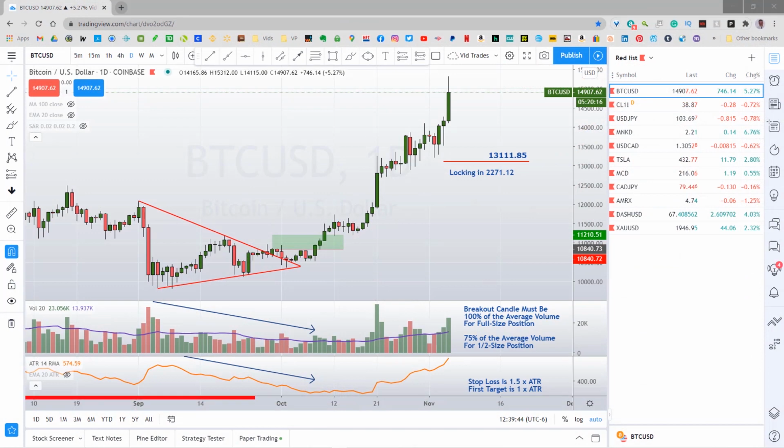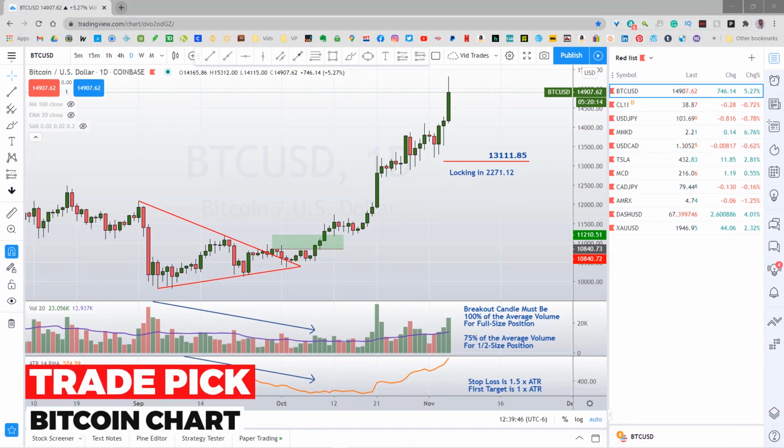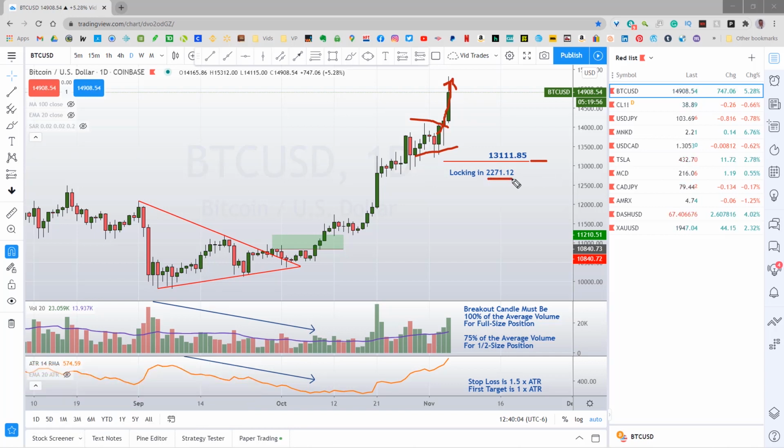I mentioned holding the trailing stop on Bitcoin at 12,785 until this consolidation right here broke, and it has broken in a big way this week. So I am back to trailing stops. We're currently at 13,111.85 to lock in 2271.12.